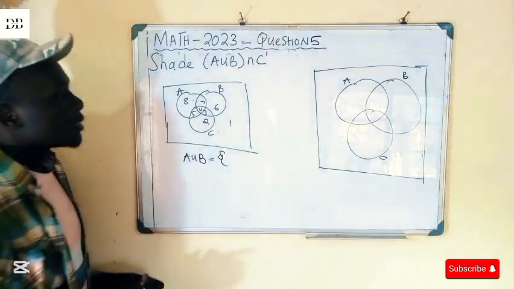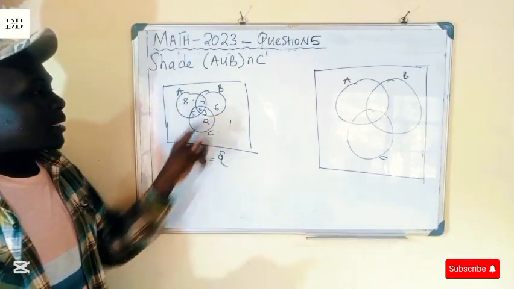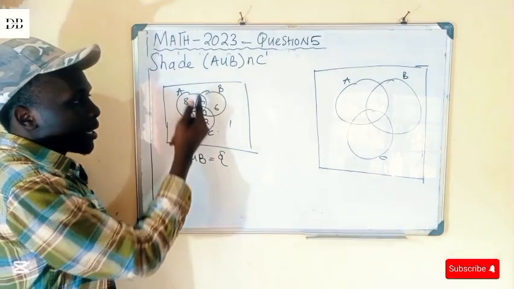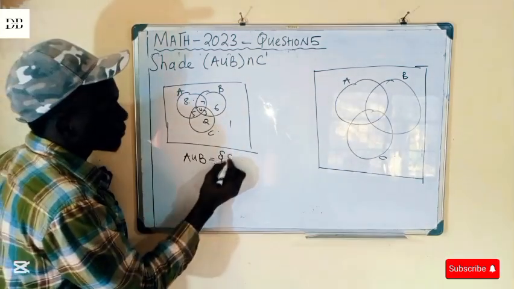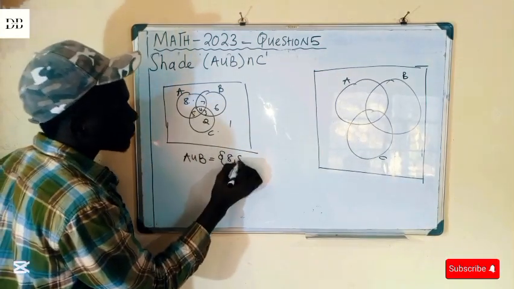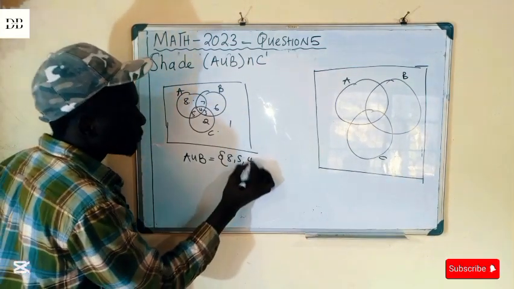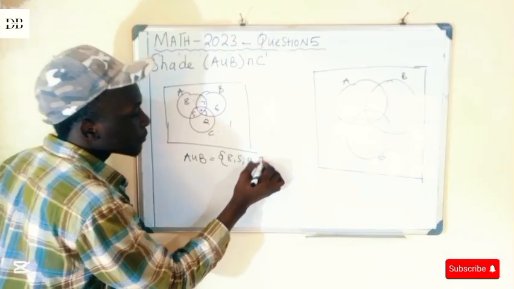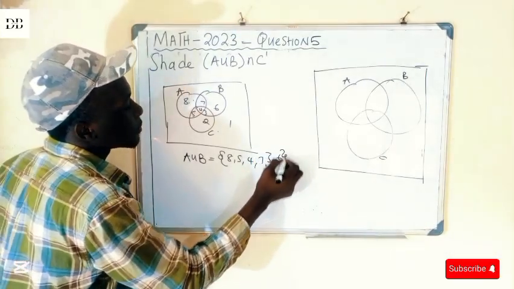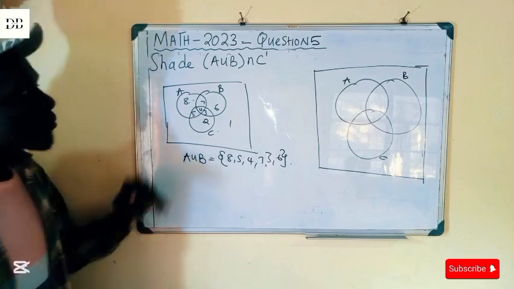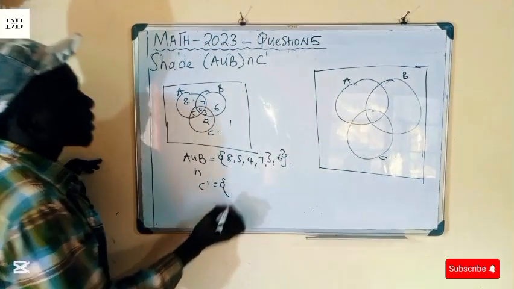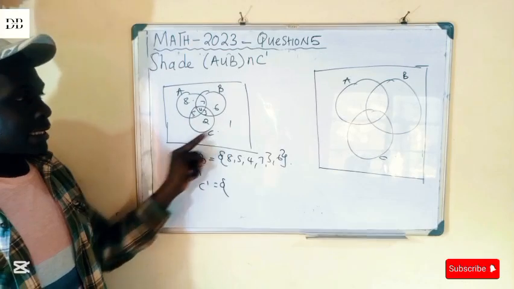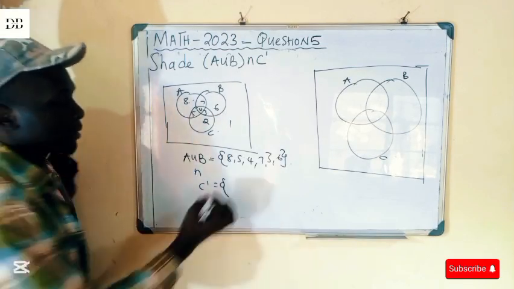A union B means you're uniting A and B, getting everything that is in A and everything that is in B. That is 8, 5, 4, 7, 3, and 6. Then we'll intersect it with our C complement, things that are not found in C, which is 8, 7, and 6.